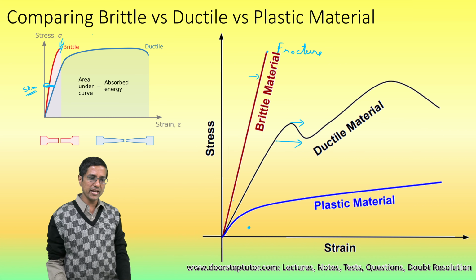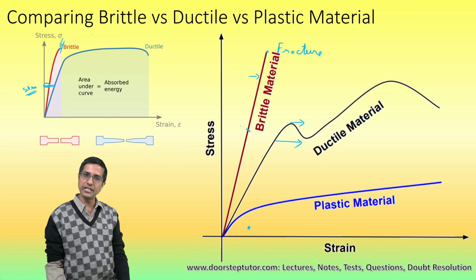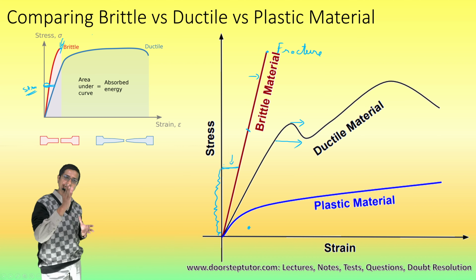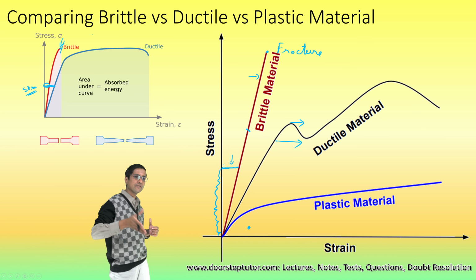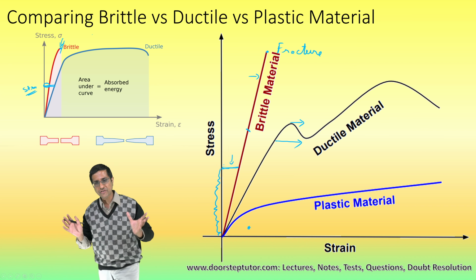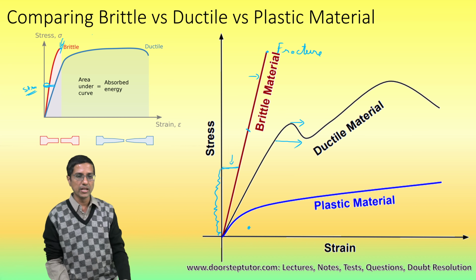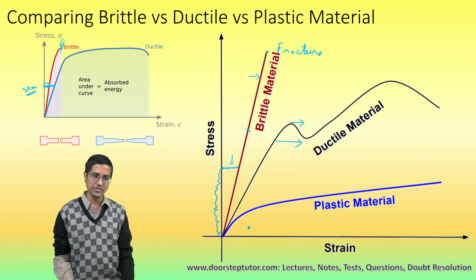So the strain is not very much, which means that this line becomes steep, because for the same amount of stress, right here, rise, there is very little run. So this curve is very steep for brittle material, and then there is no plastic region. There is simply fracture after the linear stress proportional to strain region.